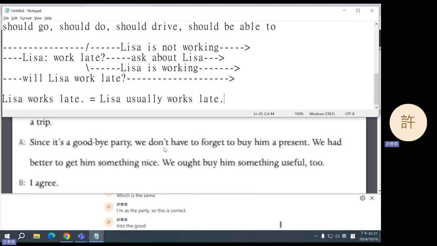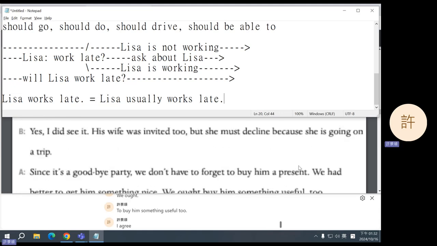Since it's a goodbye party, we must not forget. This is the opposite of the earlier question. This is not saying we don't have to forget. This is saying you are not allowed to forget. We must not forget to buy him a present. We had better get. No two. We had better get him something nice. We ought to buy him something useful too. I agree. Okay, questions about this part?